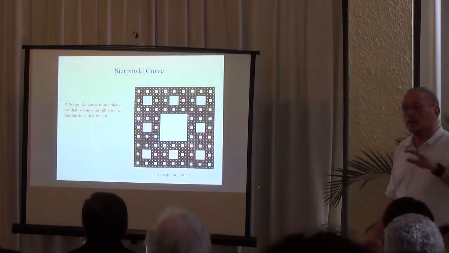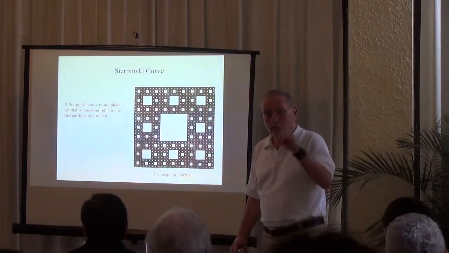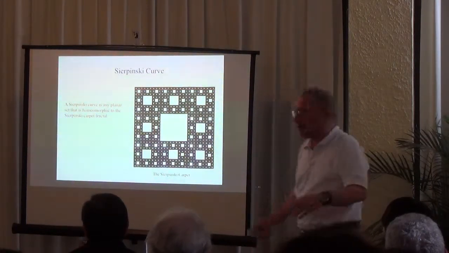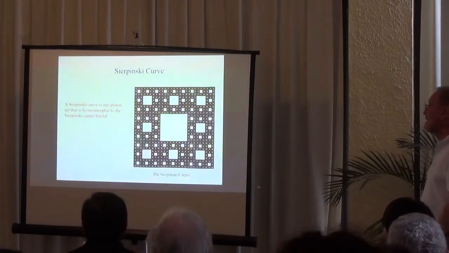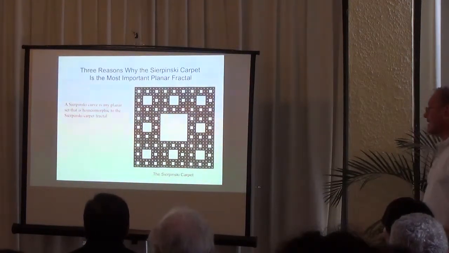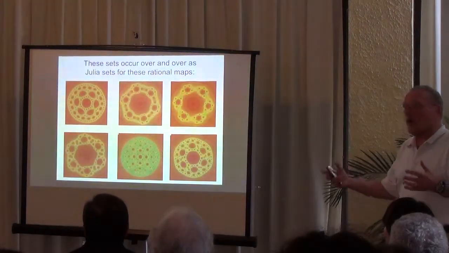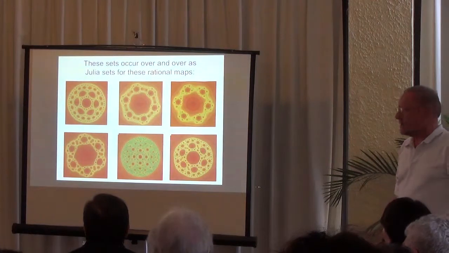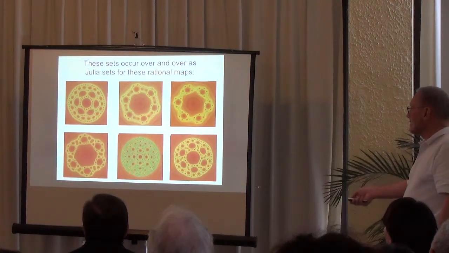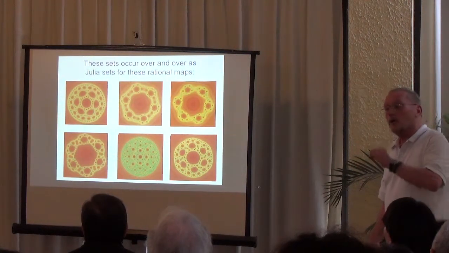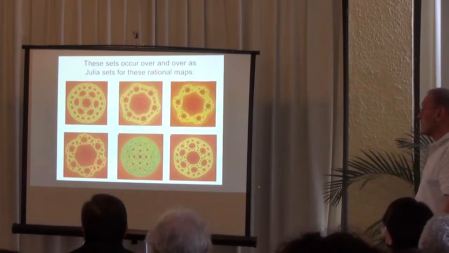Most people think the most important planar fractal is the Sierpinski triangle or gasket. That's totally wrong. This is easily the most important planar fractal for a number of reasons. The first reason is, these things show up all the time as Julia sets for rational maps. All of these sets here look different, but in fact, they're all homeomorphic to the carpet. That's one reason these sets are important.